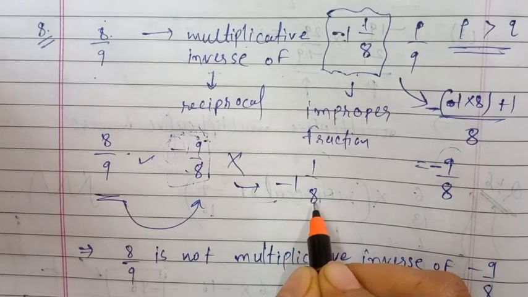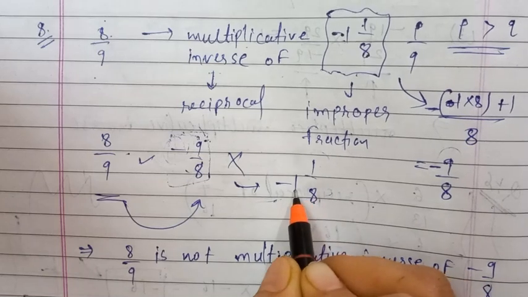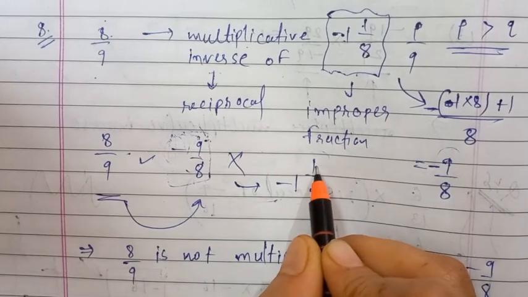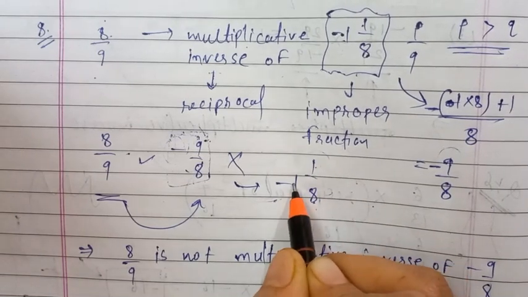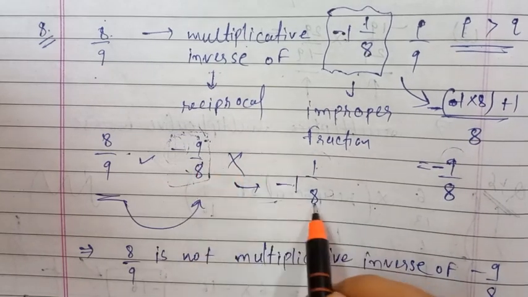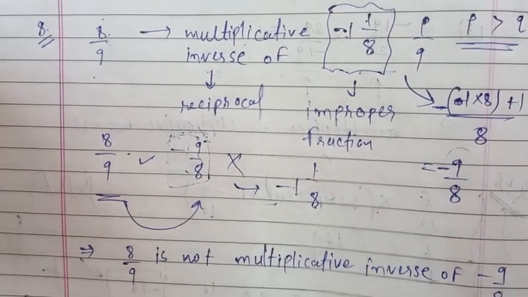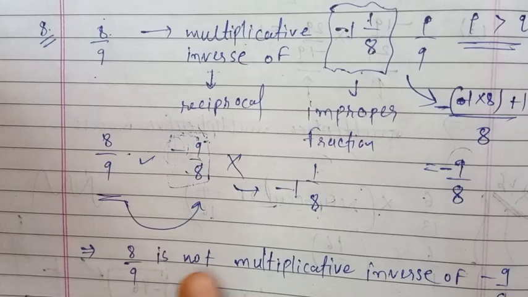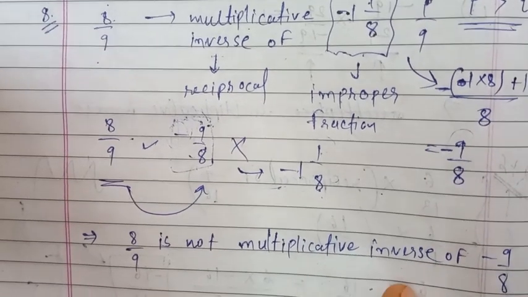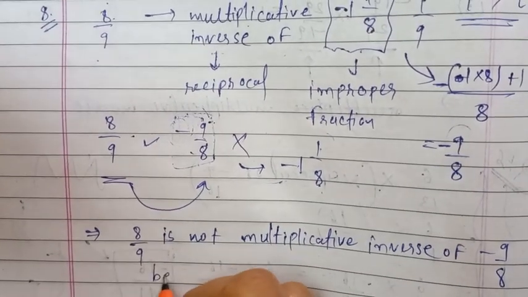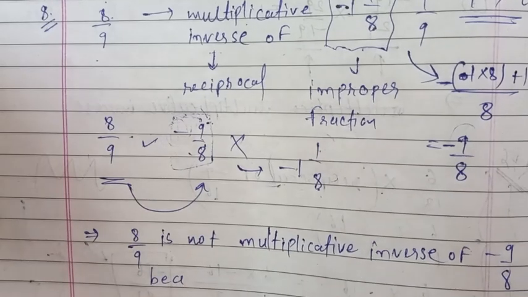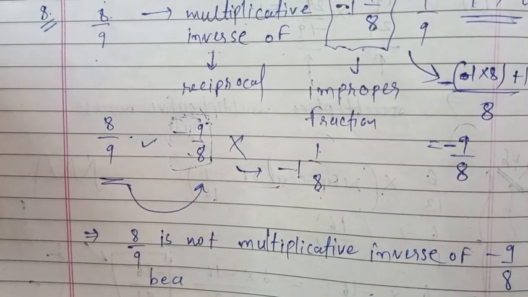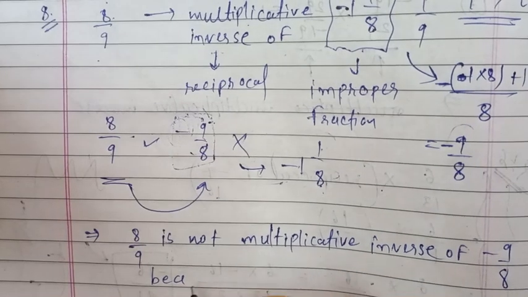How? We multiply 8 into 1 and plus 1. 8 ones are 8. 8 plus 1 is 9, and the denominator is the same. So the answer is: 8 by 9 is not the multiplicative inverse of 9 by 8, because, okay, we also have been asked why or why not.